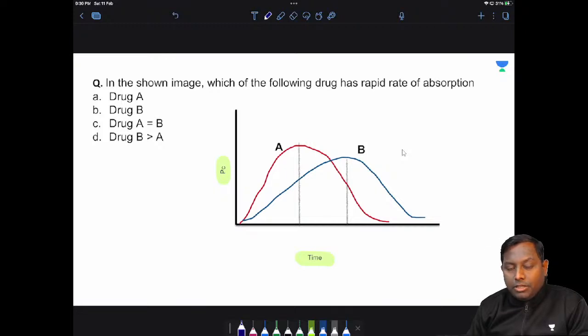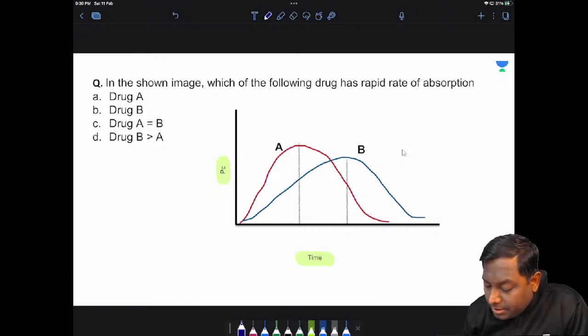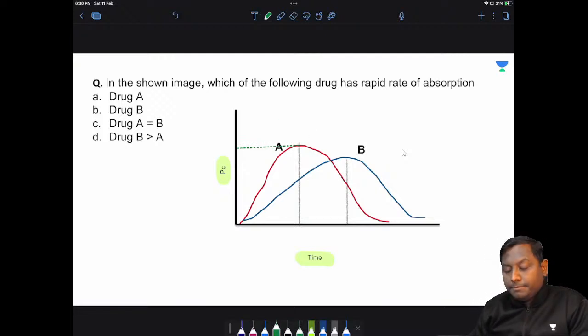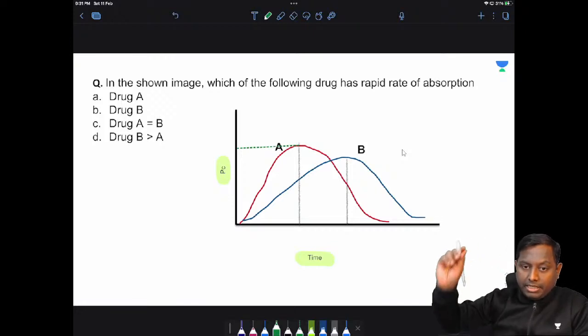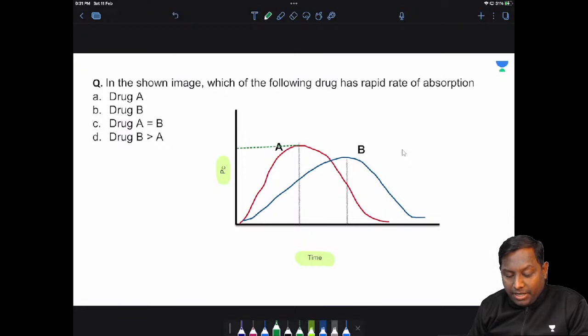एक ग्राफ दिया है, इसमें दो ड्रग दिया गया है. On the plasma concentration, if you see, this is one of the plasma concentration. Right, ये इसका maximum plasma concentration. In the given image, which of the following drug has rapid rate of absorption? Two drugs are given. एक ड्रग का absorption दिया, फिर दूसरे का दिया है. अब पूछ रहा किसका रैपिड रेट है.